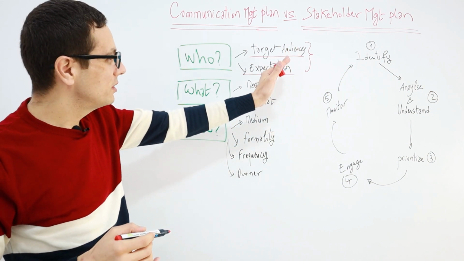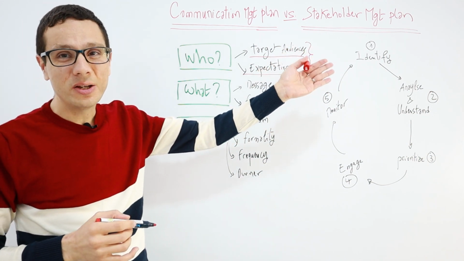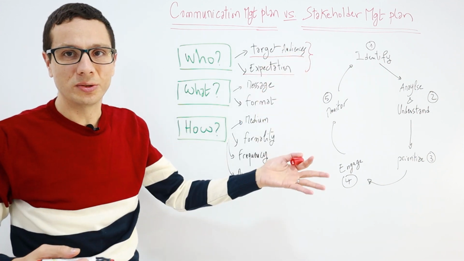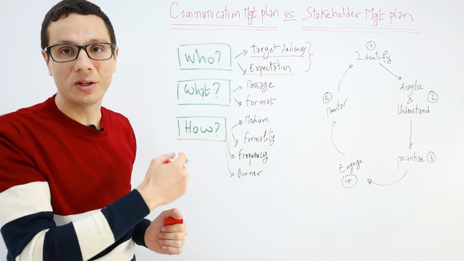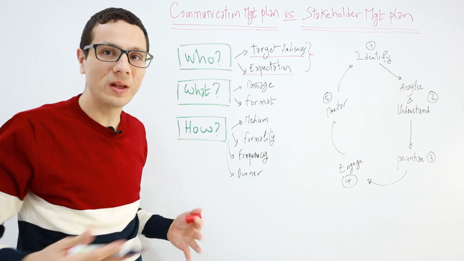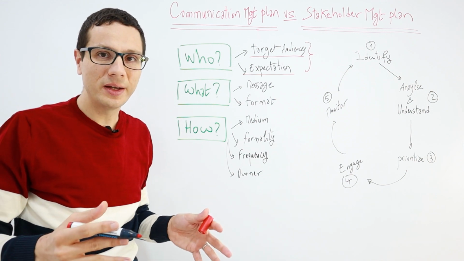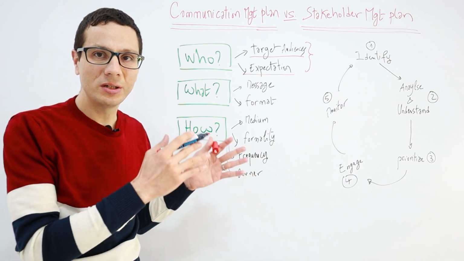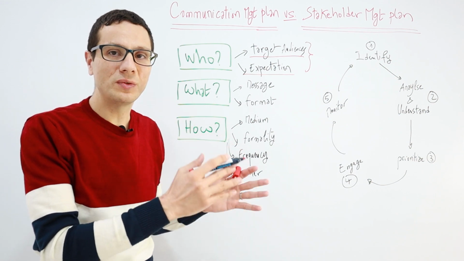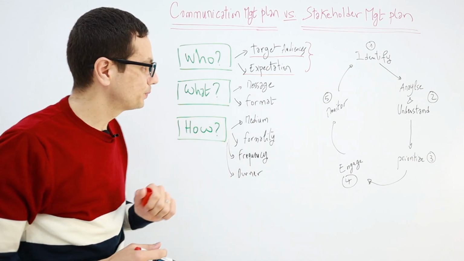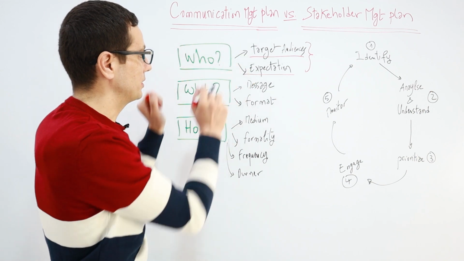And the who here is that we define the target audience. Usually the target audience is key stakeholders, but it's not a rule. Sometimes we expand the communication management plan to all the stakeholders, and it defines what communication we should use for each group of stakeholders. Okay, so this is the first part.